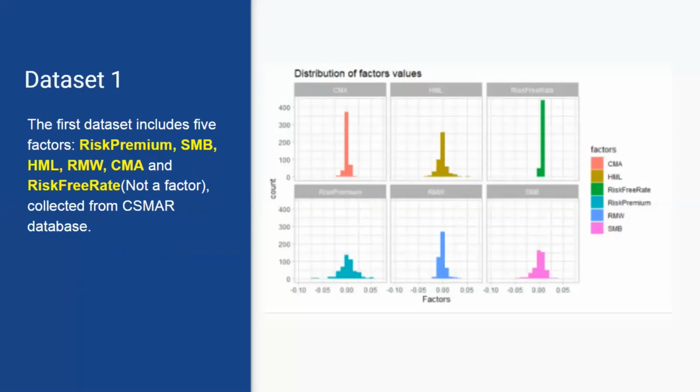And then I will introduce our datasets. The first dataset includes five factors and the risk-free rate collected from the CSMAR database. And the plot is the distribution of those factors.